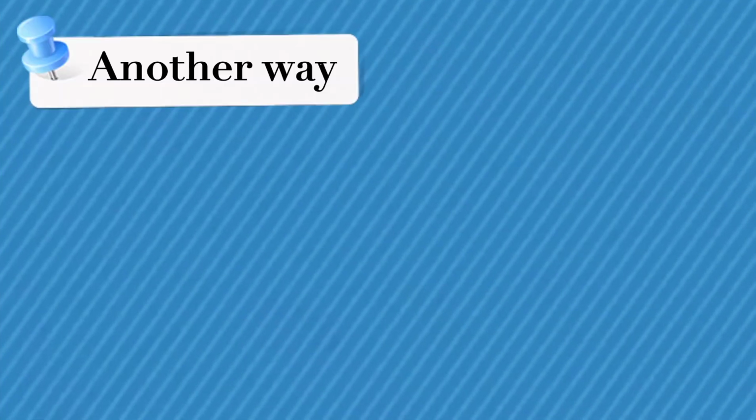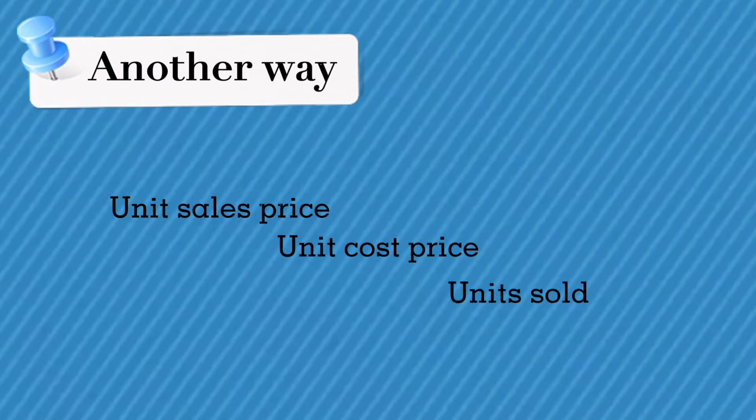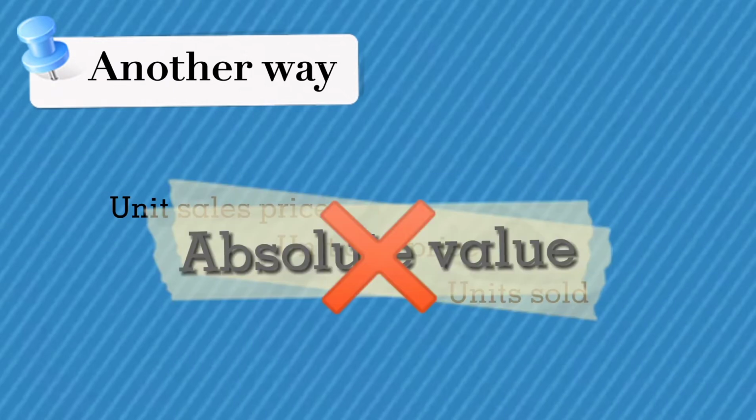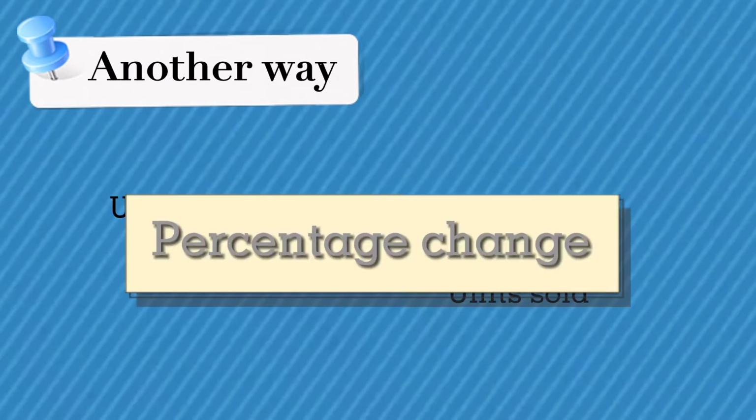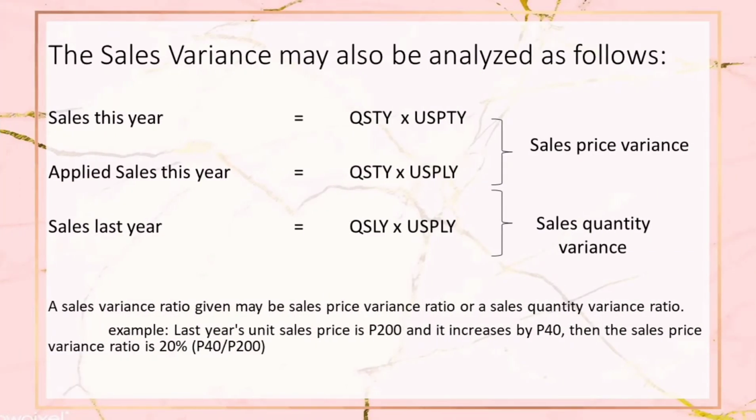So, we have another way of analyzing the sales variances because at times, data are not all available. The unit sales price, unit cost price, and the units sold may not be given in their absolute values but are given in terms of percentage change. So, to illustrate, to get the sales price variance, just deduct the applied sales this year from the sales this year. To get the sales this year, just multiply the quantity sold this year by the unit sales price this year. The applied sales this year is the quantity sold this year times the unit sales price last year. Next, to get the quantity variance, just deduct the sales last year from the applied sales this year.